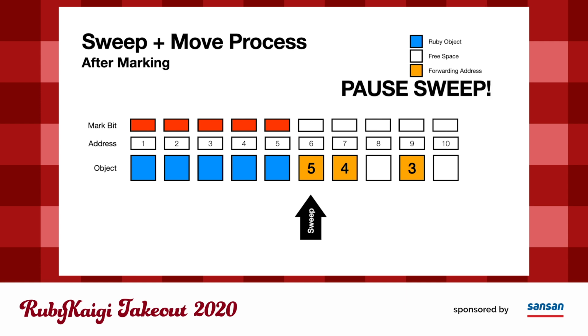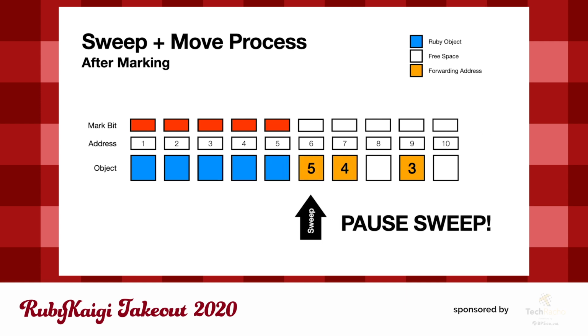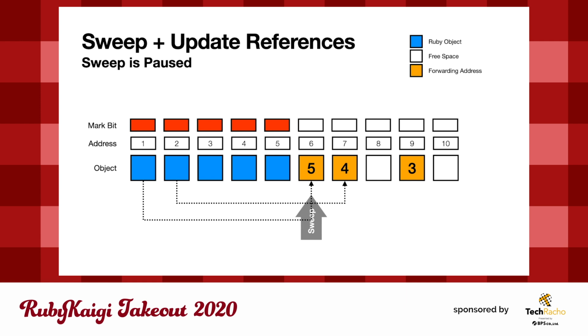When they meet, we temporarily stop the sweep step. While the sweep step is paused, then we're going to update all of the references just like a normal compaction process. 1 pointed to 6, but 6 moved to 5, 2 pointed to 7, but 7 moved to 4, and then we repeat this process as normal.